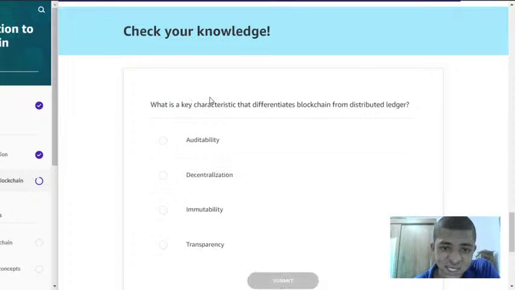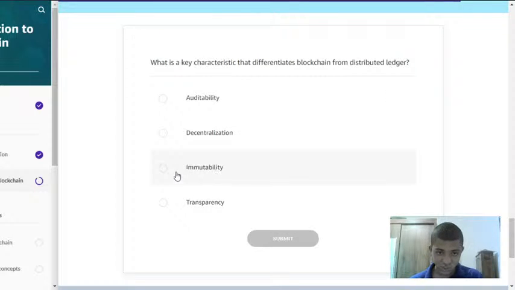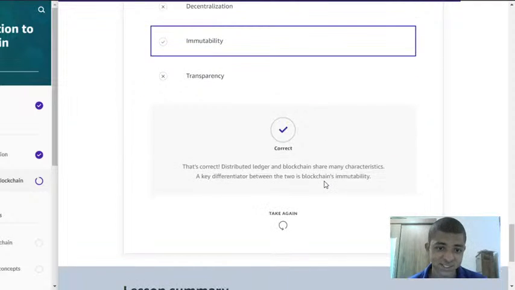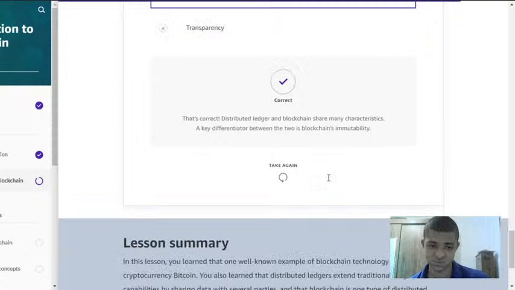Check your knowledge. What is the key characteristic that differentiates blockchain from distributed ledgers? Immutability. Correct. Distributed ledgers and blockchain share many characteristics. A key differentiator between the two is immutability.